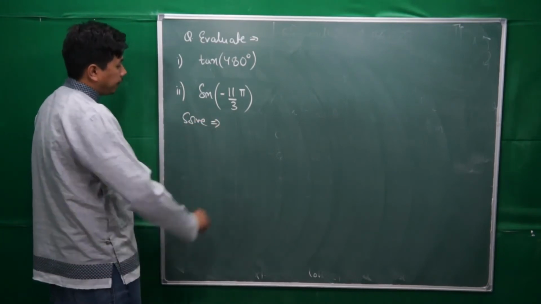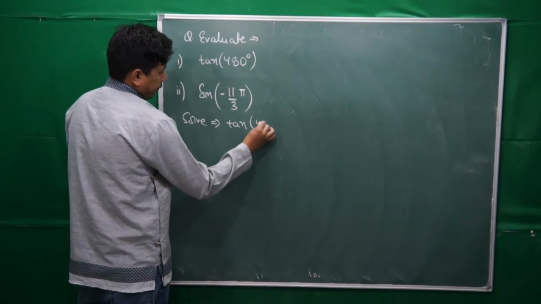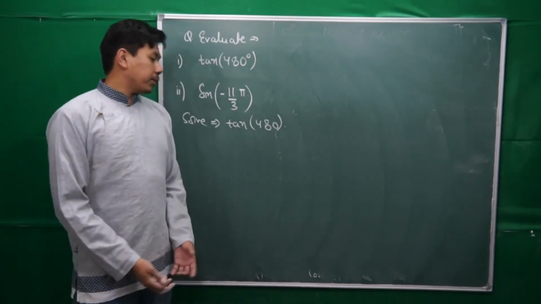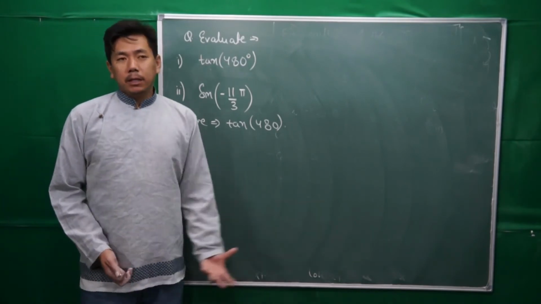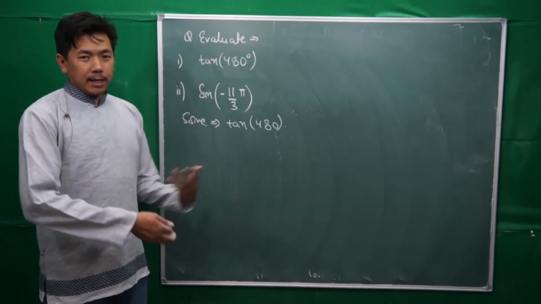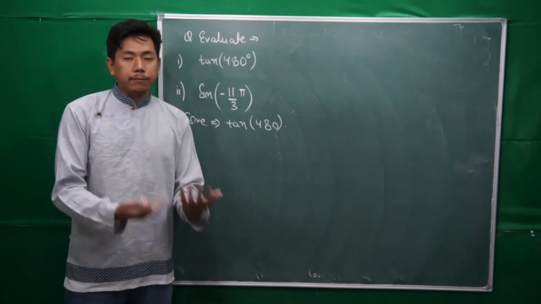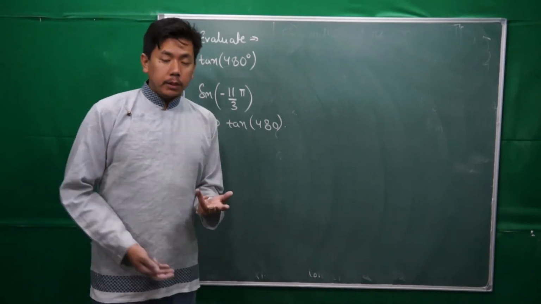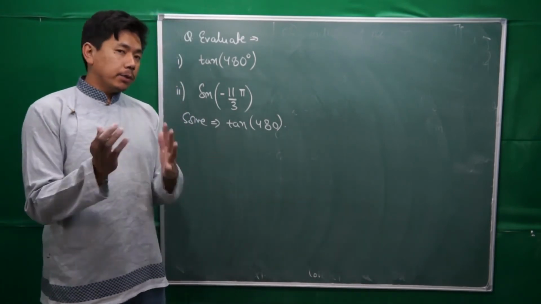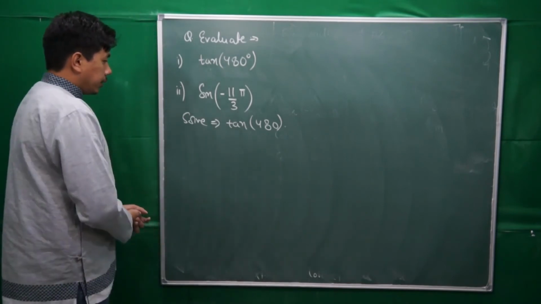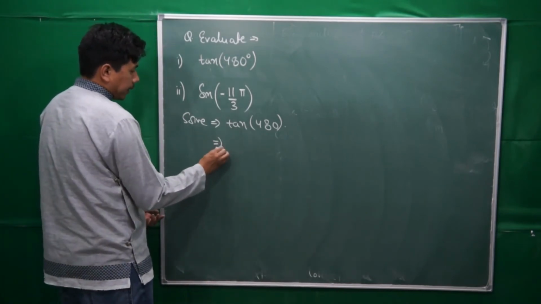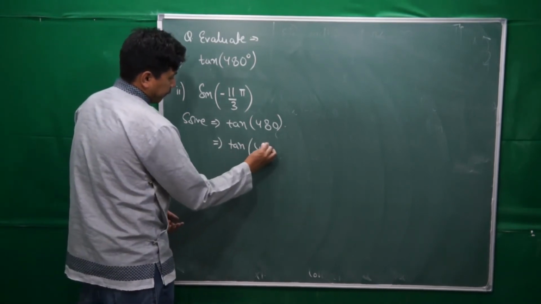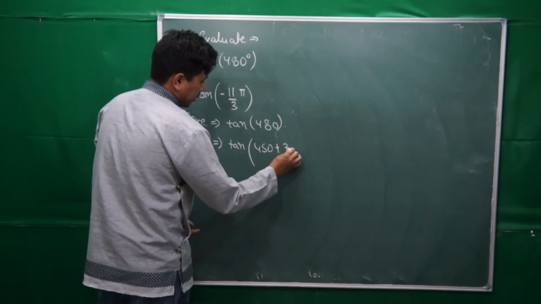For the first part, we have tan 480. Now I'm going to separate it into two parts where one part will be a multiple of pi by 2, and the next part would be a trigonometric ratio that is familiar to me, in the sense we have trigonometric ratios for angles 0, 30, 45, 60 and 90. So that way we are going to separate it. Let's say I separate tan 480 into tan of 450 plus 30.